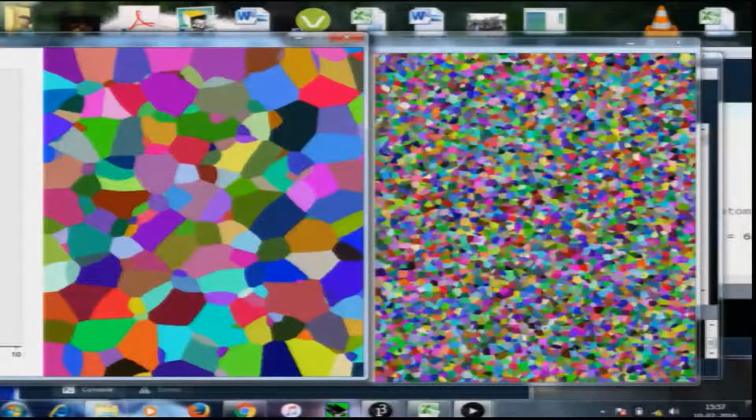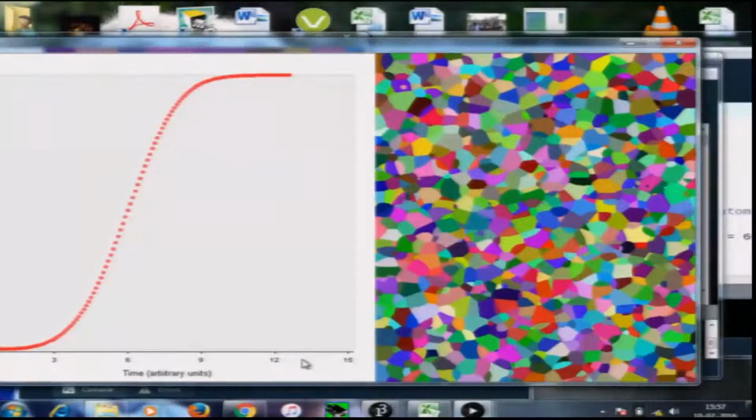However, on the right hand side, the grains are much smaller, where the nucleation rate was very high, however the growth rate was very small. And the first one I had done is some kind of an intermediate nucleation rate and intermediate growth rate, and you can see that the grain size is in between the previous two.